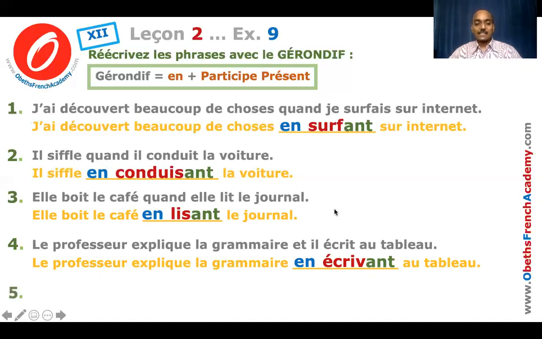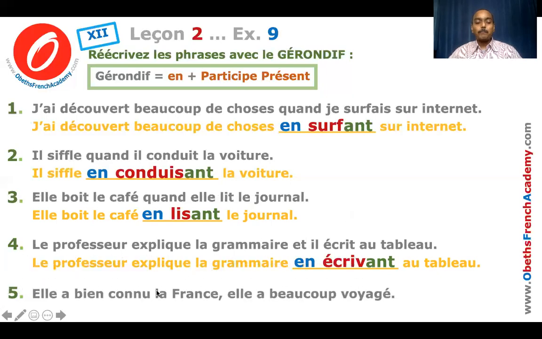The fifth sentence. Elle a bien connu la France. She knew France well. She traveled a lot. So how come she knew France well? Because she has traveled a lot. So what we will do is put the verb voyager in the gérondel. So finally you will get she knew France well by traveling a lot. So put the verb voyager in the gérondel.